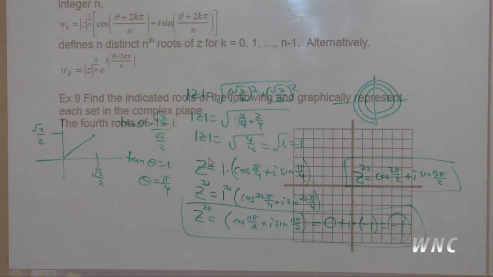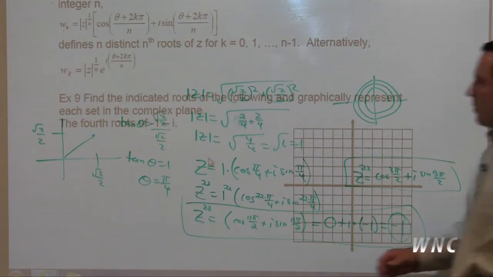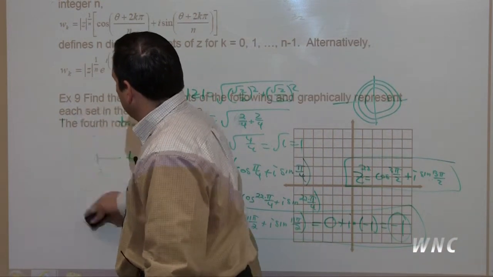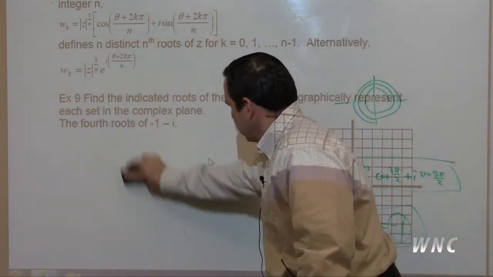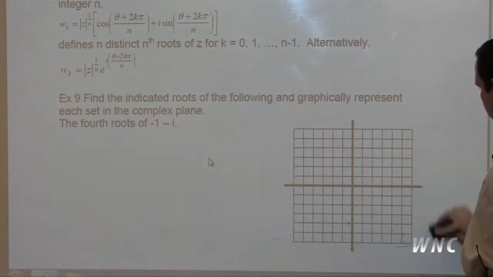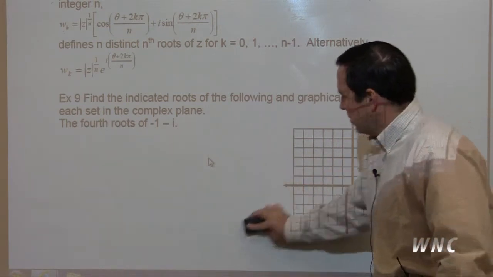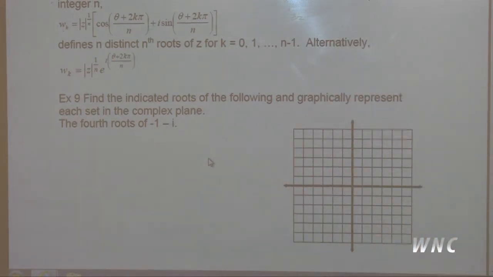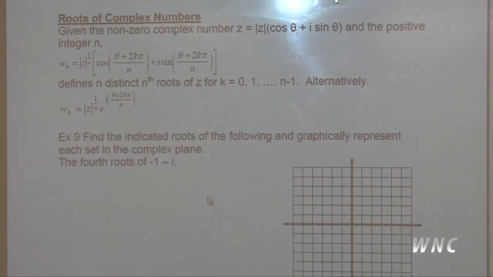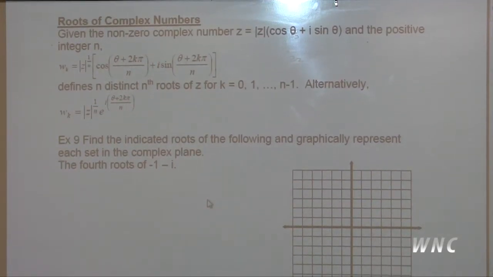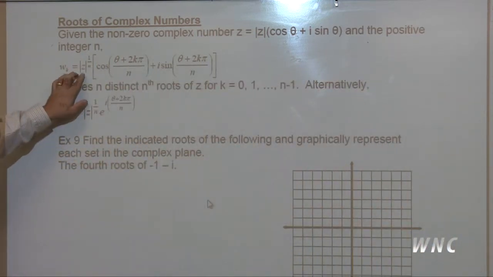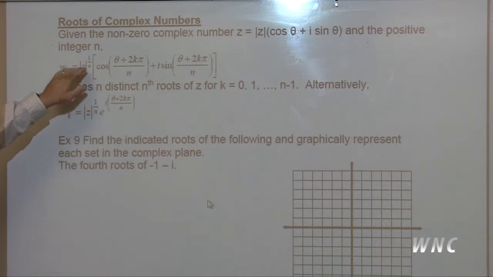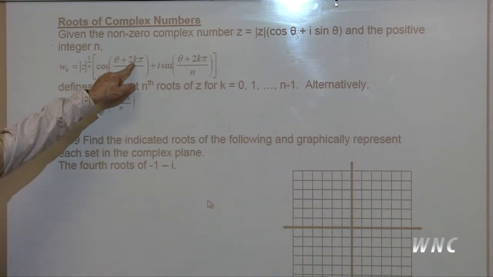We talk about roots of complex numbers. Given the non-zero complex number z equals the magnitude of z times cosine theta plus i sine theta, and the positive integer n, here's where it gets a little different. W sub k is, for doing the nth root, z to the 1 over n times cosine theta plus 2k.